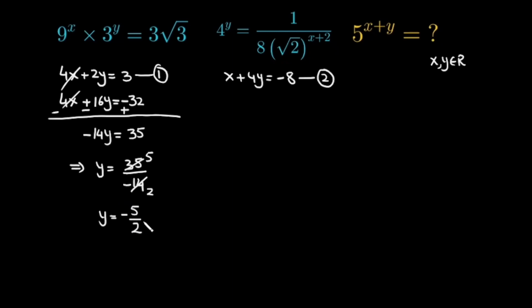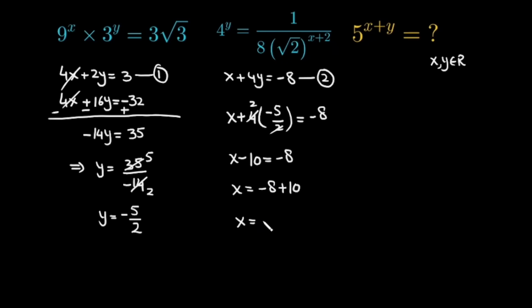We got the value of y. So put this value of y in equation number 2 to find the value of x. So this is x plus 4, y is minus 5 over 2, equals minus 8. So 2 cancels with 4. So this is 2 times 2 is 4. So x, this minus sign, multiply 2 with 5. So this is minus 10 equals minus 8. x equals minus 8 plus 10. So x equals 2. We got two values, x equals 2, y equals minus 5 over 2.